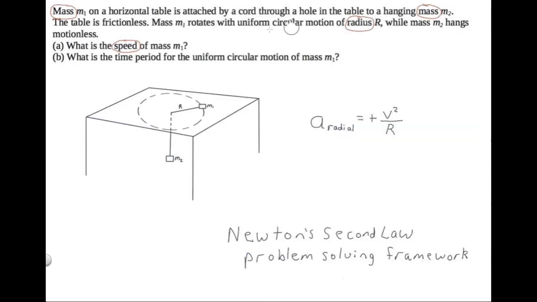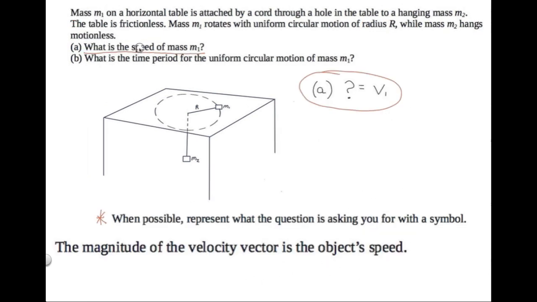Based on the concepts that are mentioned in the problem, we plan to use the Newton's second law problem-solving framework to solve part A of the problem. Part A asks for the speed of mass m1. We can represent this question with the symbol v sub 1. We use the subscript 1 to emphasize that the problem is asking for the speed of object 1.